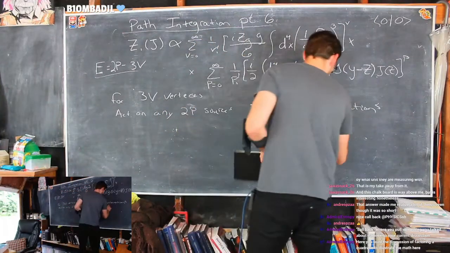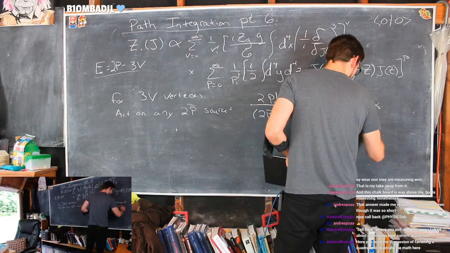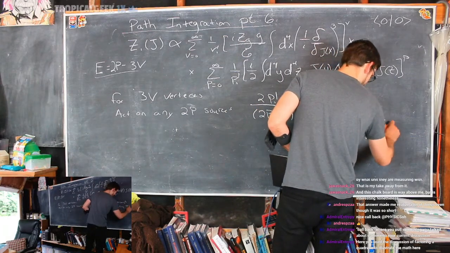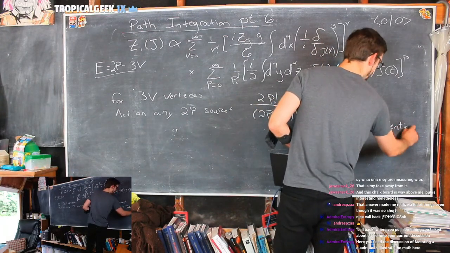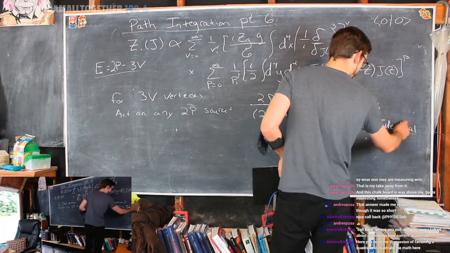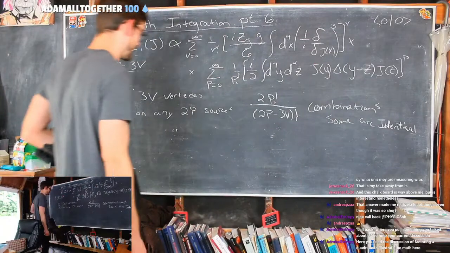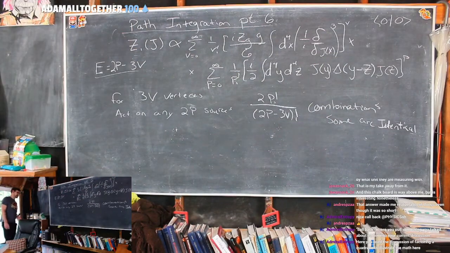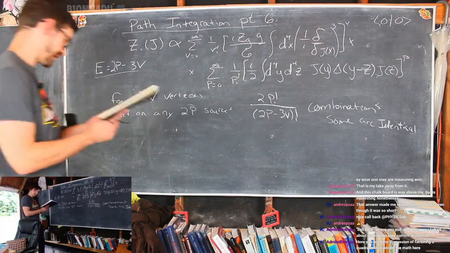But some are identical. That should be kind of obvious to those of you who have taken probability and random variables, that regardless of how many permutations we do, we're going to get a bunch of identical graphs, okay?